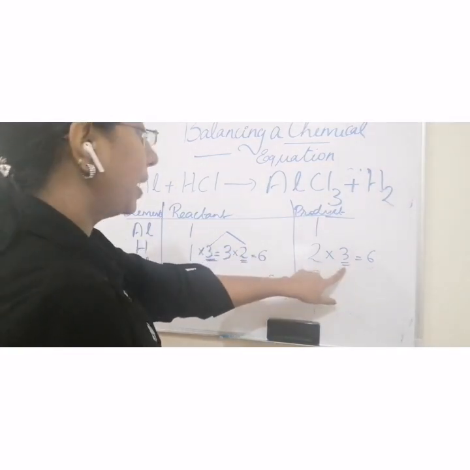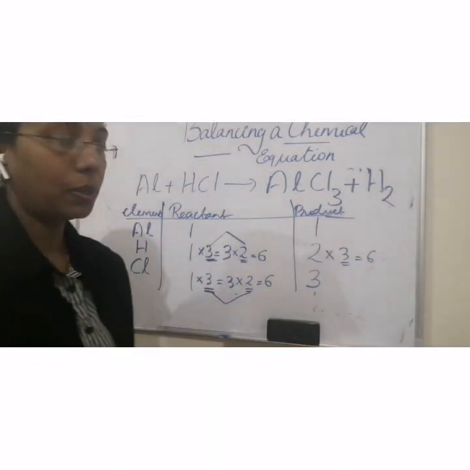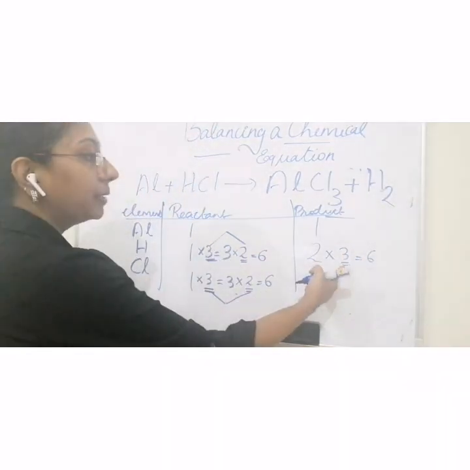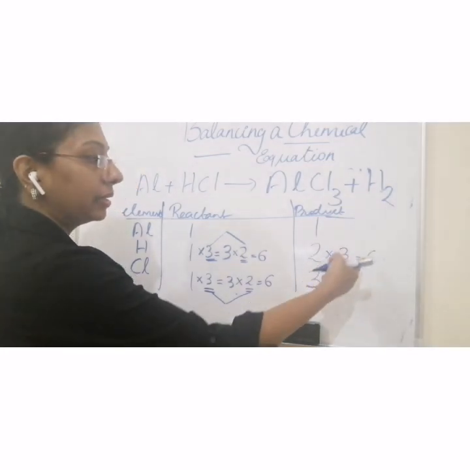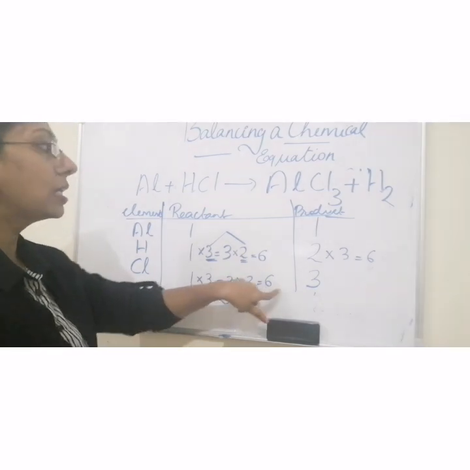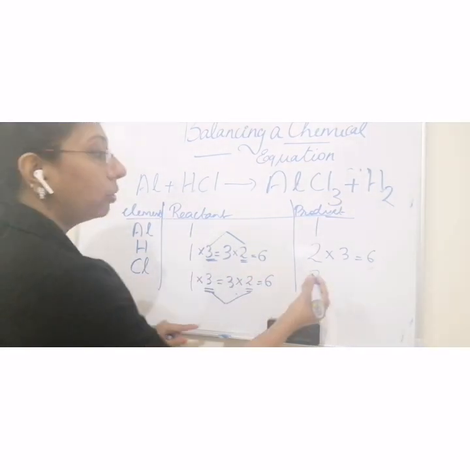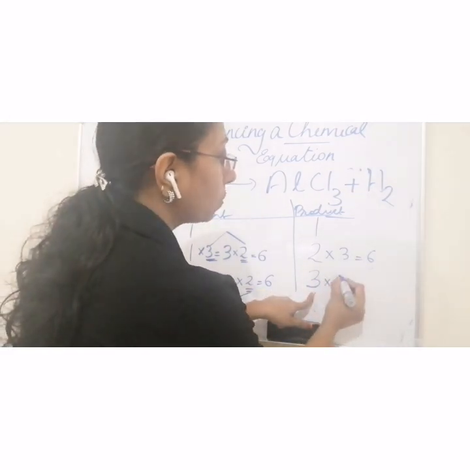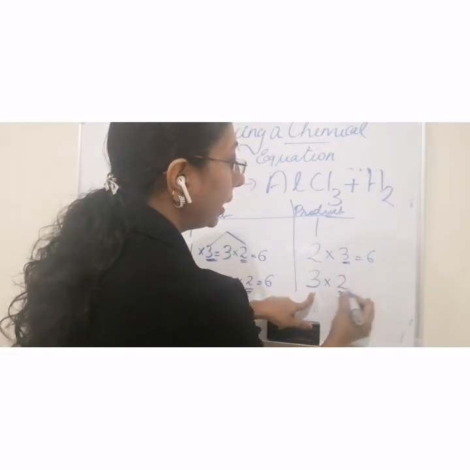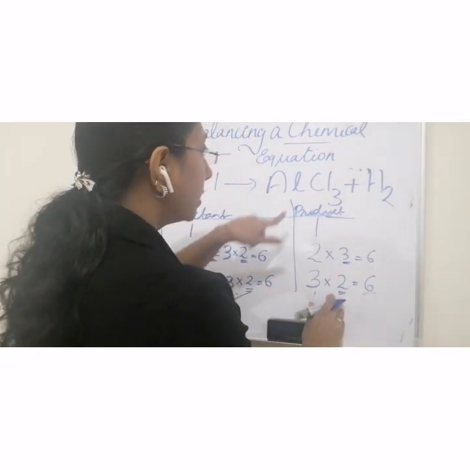Here I multiplied hydrogen with 3. Hydrogen is alone, so no problem. We don't want to multiply any other number. But the problem comes again. Now the chlorine is 6, but on the product side chlorine is 3. So what do I have to do? I have to make it 6 by multiplying it with 2. Now I get 6. But chlorine is not alone.